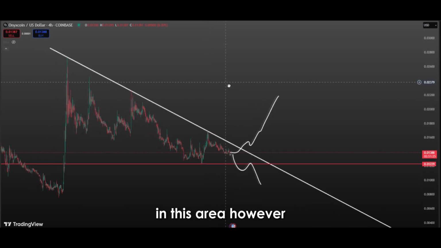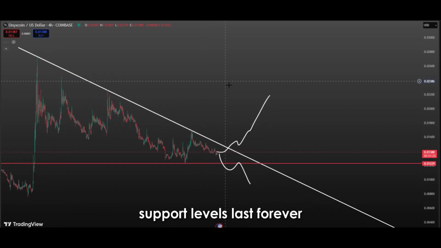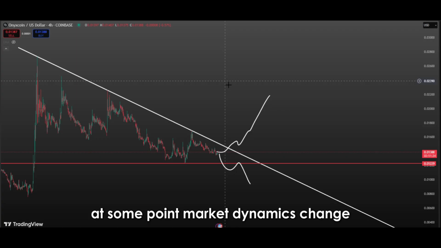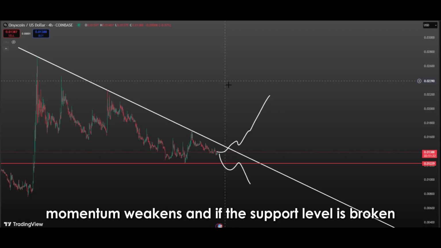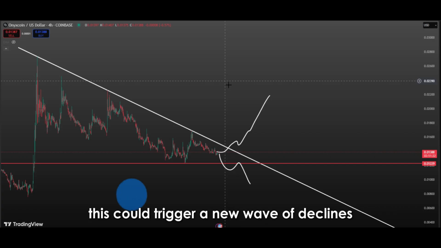However, it should be remembered that not all support levels last forever. At some point, market dynamics change, volumes fall, momentum weakens, and if the support level is broken, this could trigger a new wave of declines.